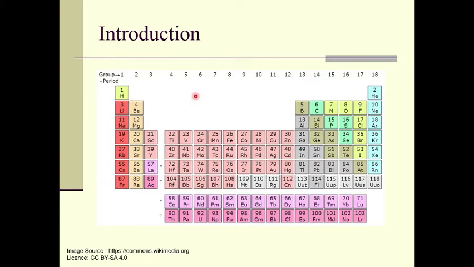So we are concerned with the shell closing. Let us see in the outermost shell what we have here. Let's say for the 18th group or the last column in the periodic table, what we have is helium, then neon, then argon, then krypton, then xenon and radon, right?